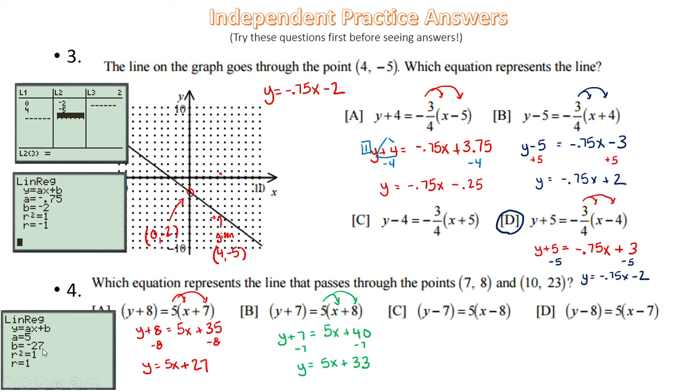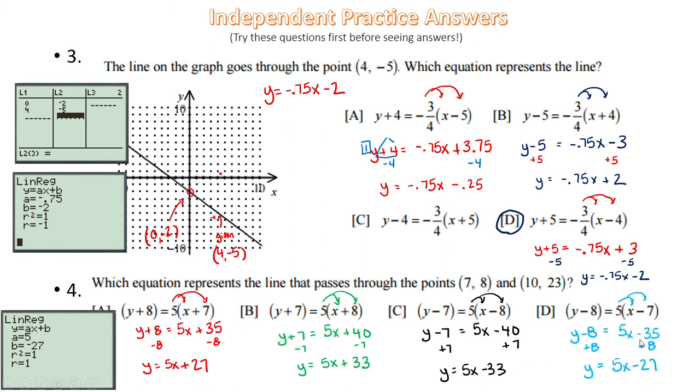Something very important to note here is, look at what my A is. My A is 5. Notice that each one of these is being multiplied by 5 times x. So really all of these have the correct slope. It's just the y-intercept, the B, that we're looking to be -27. So here on C, I distribute 5, then add 7 to both sides, and I get 5x - 33. And finally D, I get 5x - 35, add 8 to both sides, and I finally have my answer to be 5x - 27. Hopefully you got that too.